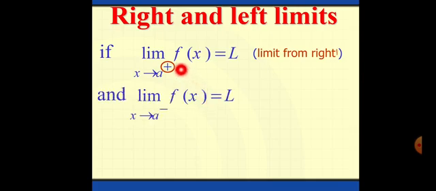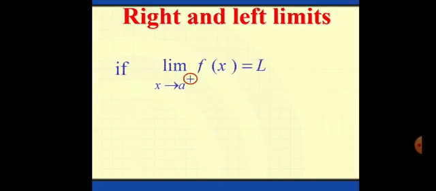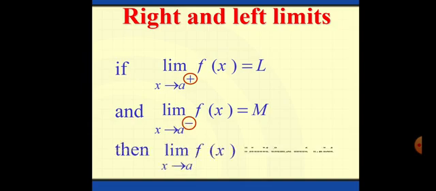If the limit of f of x when x approaches a from the positive side equals the limit of f of x when x approaches a from the negative side, so the right limit and left limit are equal, which means that the limit of f of x exists and equals L. If they are not equal, if the limit from the positive side doesn't equal the limit from the negative side, then the limit of f of x in general does not exist.